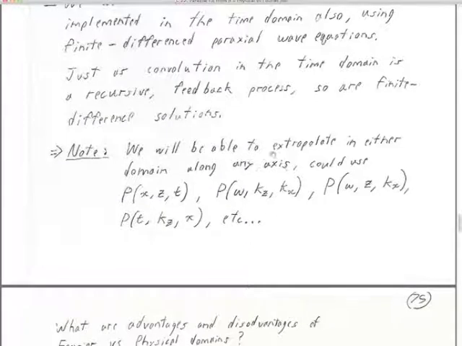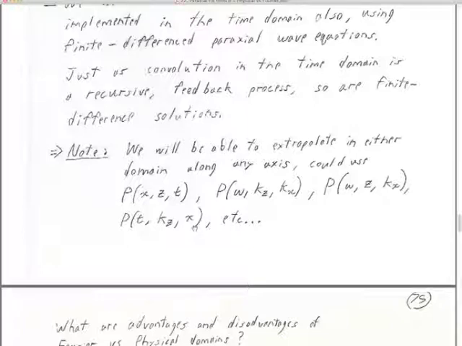So we'll be able to extrapolate in either domain along any particular axis. We'll eventually see a migration that works completely in the physical domain, x, z, and t. We've already looked at migrations that work completely in the Fourier domain, like Stolt, omega kz and kx. The GASDAG phase shift migration works in the omega, z, and kx domain. We could come up with a migration that works in the time domain, but in kz and in the x domain. All this is possible.